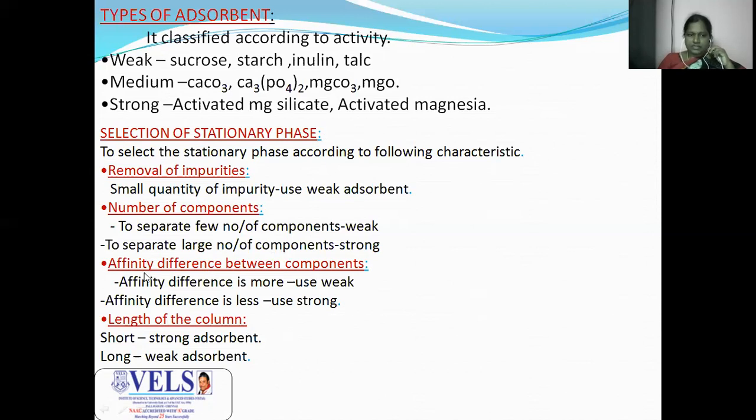The next factor is the affinity difference between the components. If the affinity difference is large, you use a weak adsorbent, and if it is small, you use a strong adsorbent. The last one is the length of the column. If the column is very short, you should select a strong adsorbent. If it is a long column, you select a weak adsorbent.